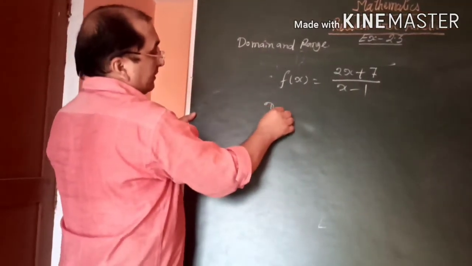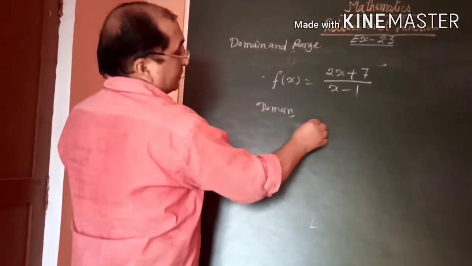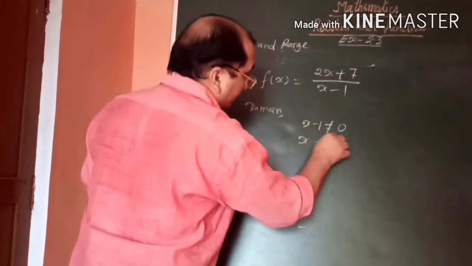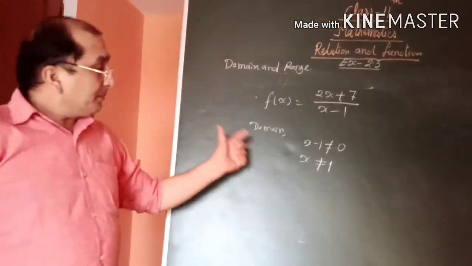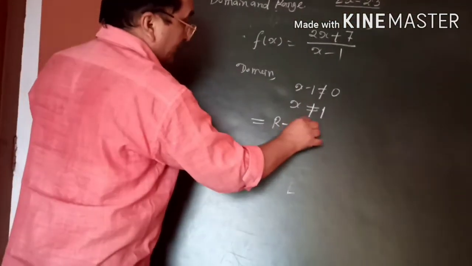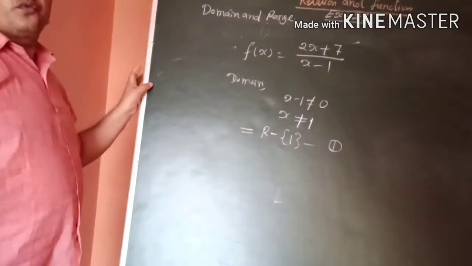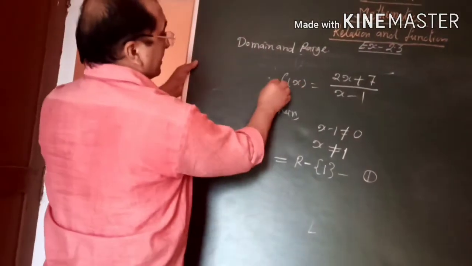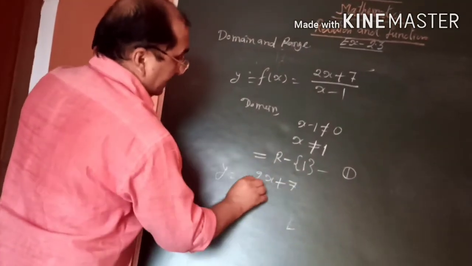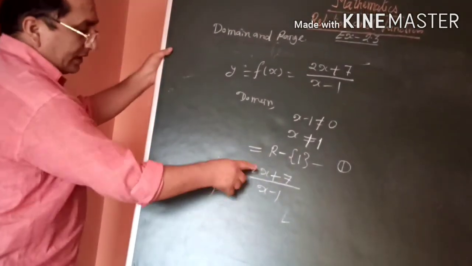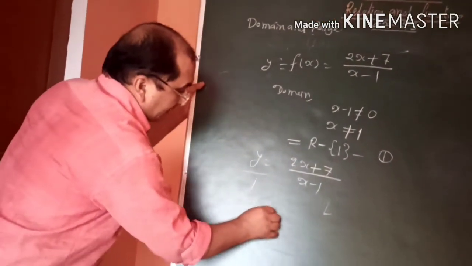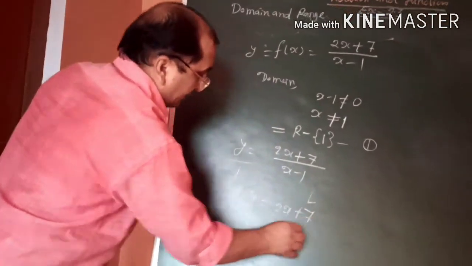For the domain, x minus 1 is not equal to 0, it means x is not equal to 1, which means all real numbers except 1. So the domain will be R minus 1. This is the domain part. For finding the range, we can put f of x as y. So y is equal to 2x plus 7 over x minus 1. We can solve this equation for the value of x. By cross multiplication, yx minus y equal to 2x plus 7.